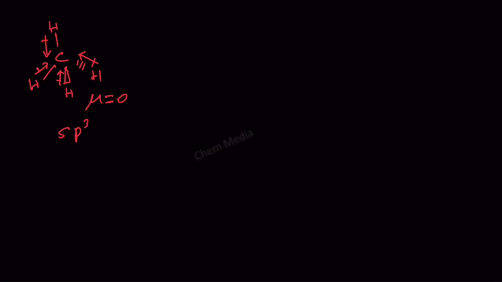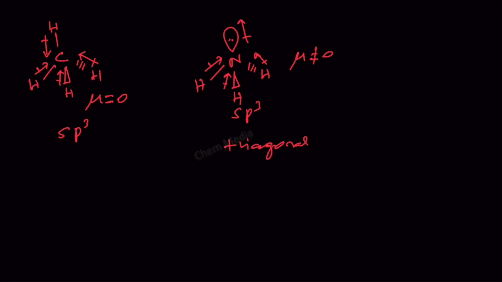Like methane, the hybridization of the central atom in ammonia is sp3. However, the dipole moment is still non-zero in this case. Even though the hybridization is same, just like methane, when it comes to dipole moment, it becomes non-zero because we have a lone pair of electrons whose dipole orientation would be in this way. And also, the molecular geometry of ammonia is trigonal pyramidal, not tetrahedral. So therefore, the dipole moment is non-zero for ammonia.